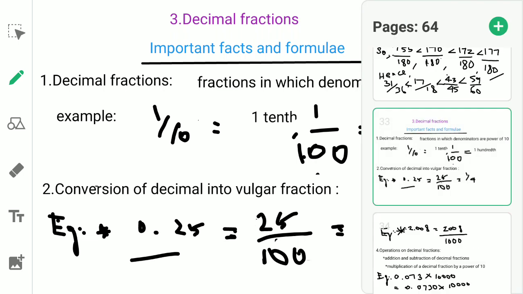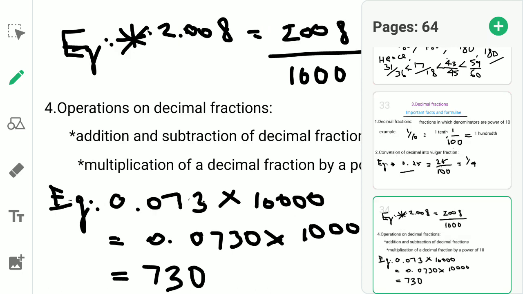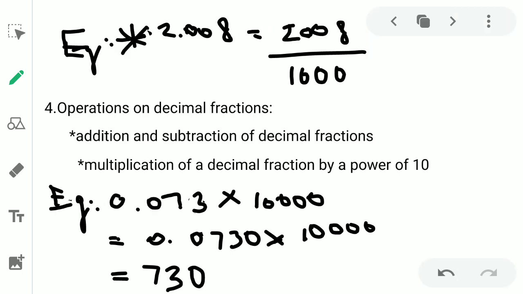Moving to the third one. The second one, conversion of decimal into vulgar fraction. Another example, 2.008 equals 2008 divided by 1000. Since after the point there are only 3 digits, I have given 1000 here. And moving to the fourth one, operations on decimal fractions.